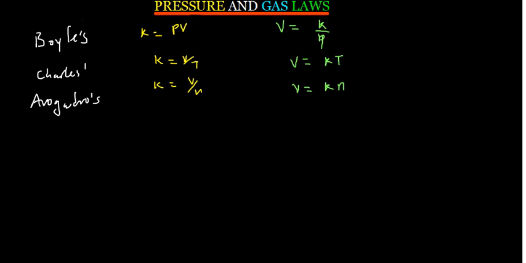So from this, we can see that volume is proportional. On top, we have got K, all right? So I'm not going to talk about K because K is constant. So you can see that volume is proportional to temperature.